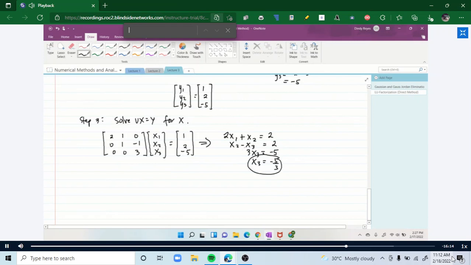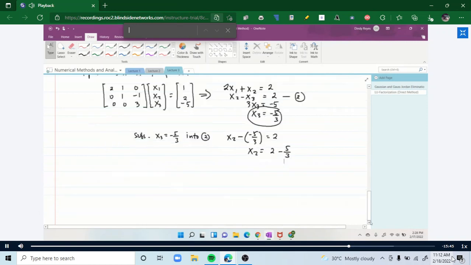Substitute x sub 3 in the second equation. We call this equation 2. So substitute x sub 3 equals negative 5 thirds into equation 2. So that's x sub 2 minus negative 5 thirds equals 2. Or that's x sub 2 equals 2 minus 5 thirds. What do you get? X sub 2 is 1 thirds, right? So x sub 2 is equal to 1 thirds. X sub 2, not x sub 3.